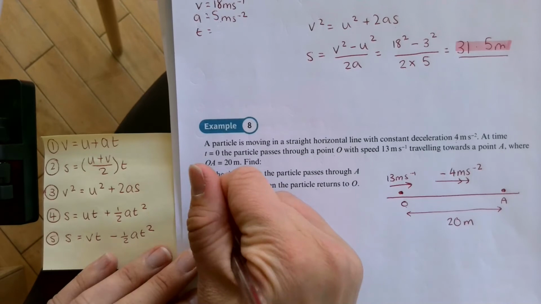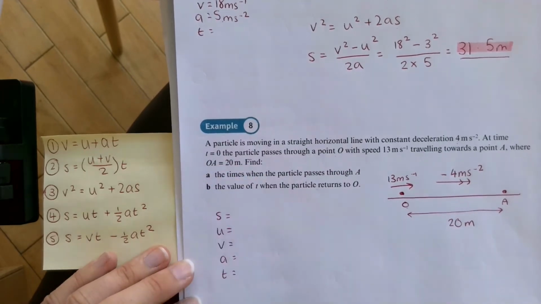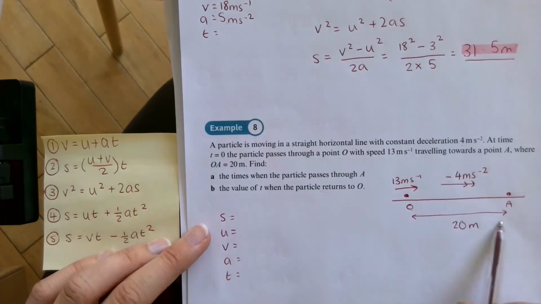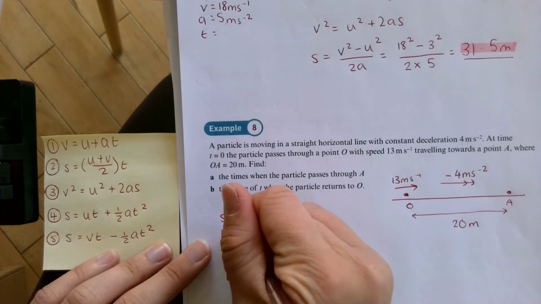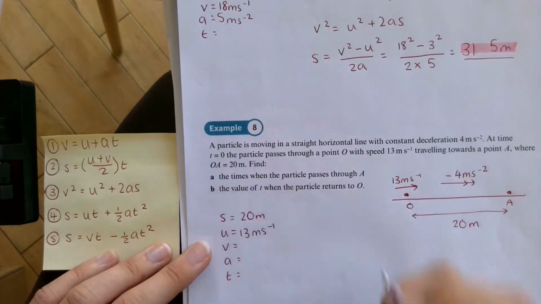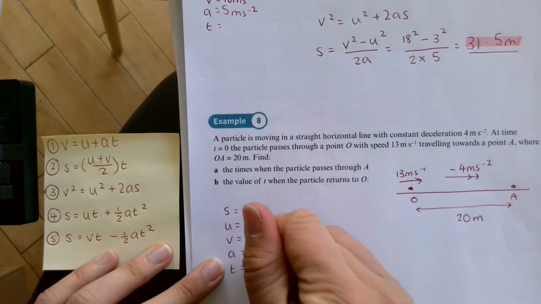So let's write out again what we know. We've got s, u, v, a, and t. Well, s is the distance to A, which is 20 meters. u, the initial velocity, is 13 meters per second. I don't know v. And I do know a is negative 4 meters per second squared.